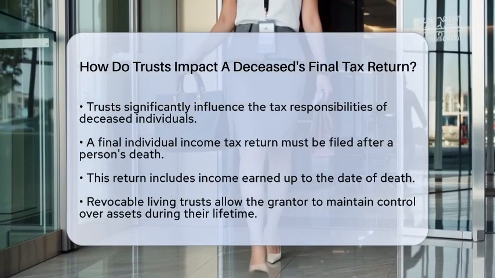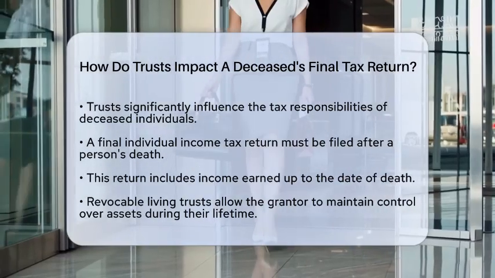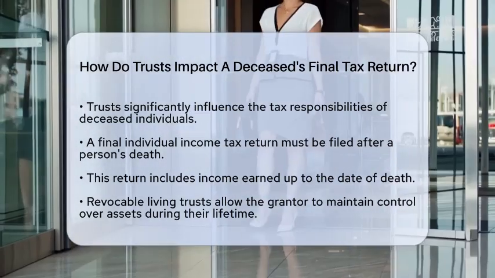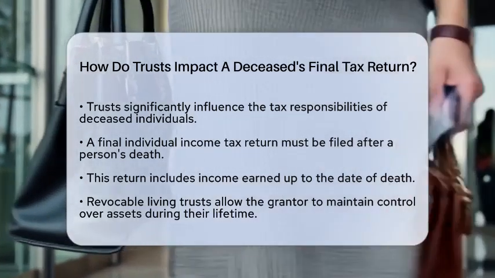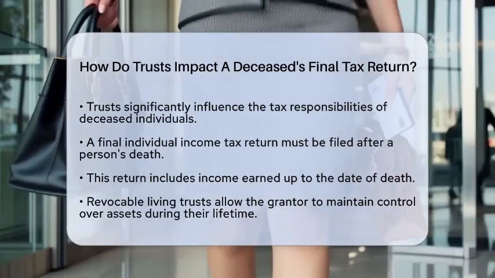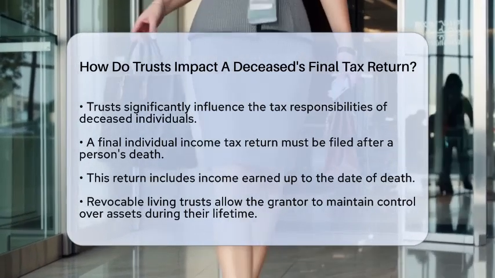When a person dies, their final individual income tax return must be filed. This return covers all income earned up to the date of death. Trusts, especially revocable living trusts, play a significant role in this process. A revocable living trust is an estate planning tool where the person who creates the trust, known as the grantor, keeps control over the assets during their lifetime.